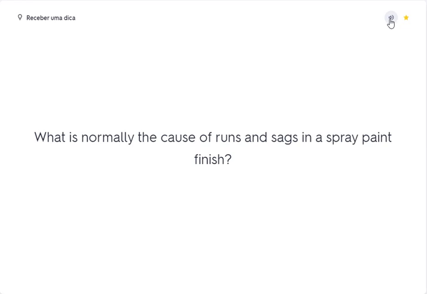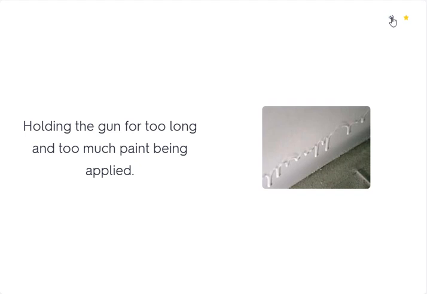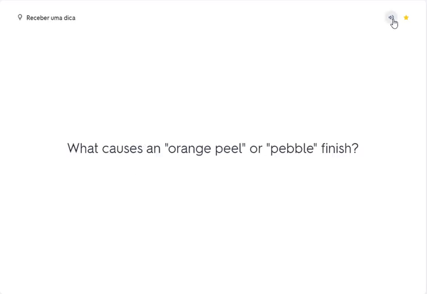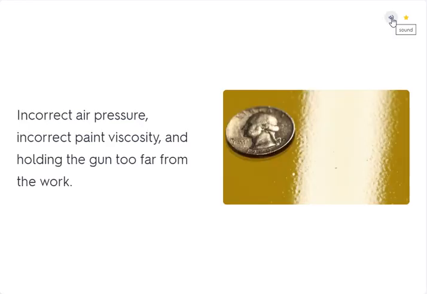What is normally the cause of runs and sags in a spray paint finish? Holding the gun for too long and too much paint being applied. What causes an orange peel or pebble finish? Incorrect air pressure, incorrect paint viscosity, and holding the gun too far from the work.